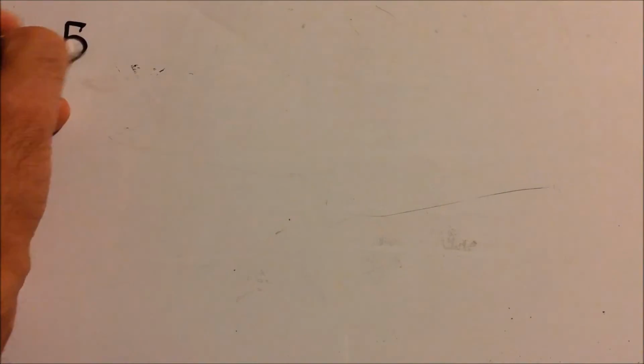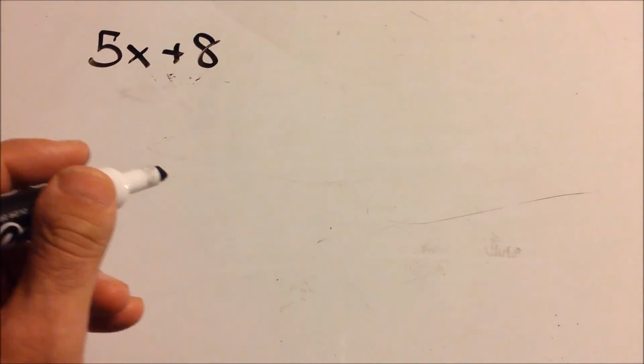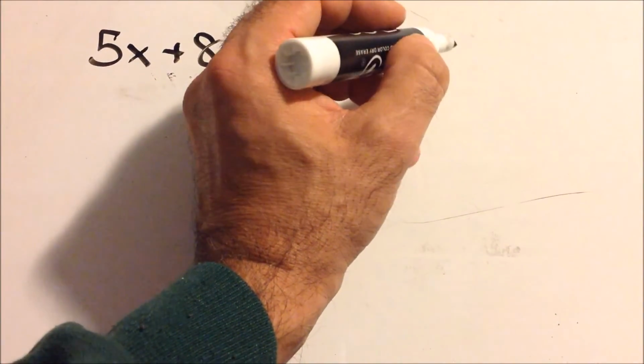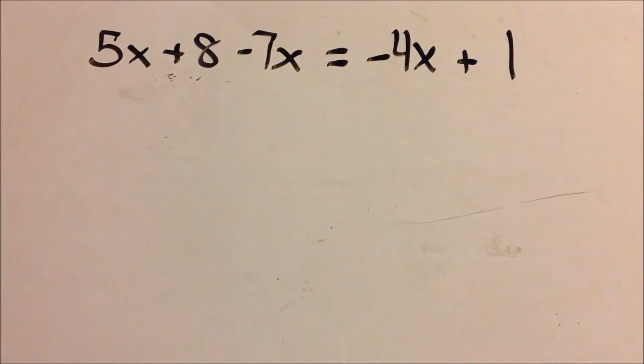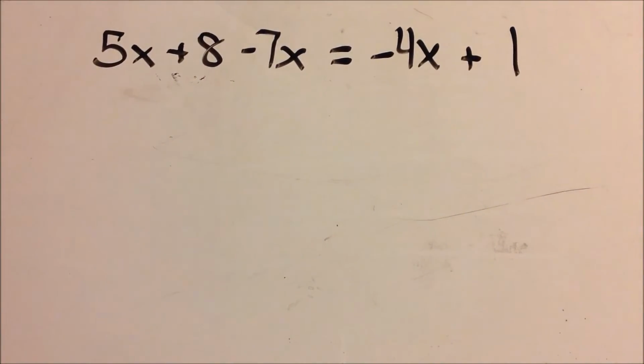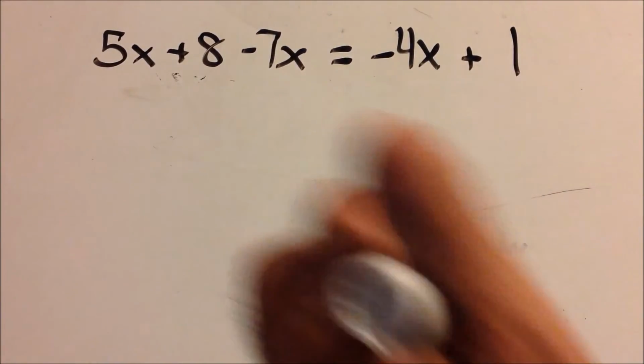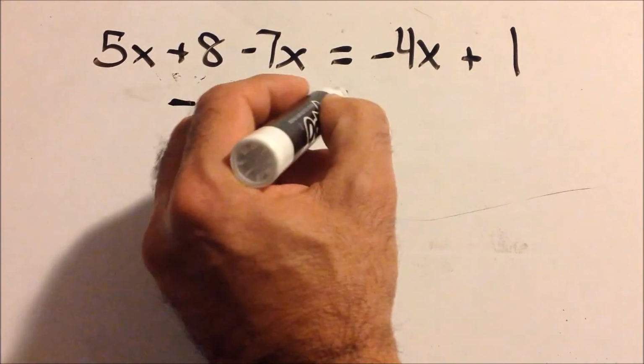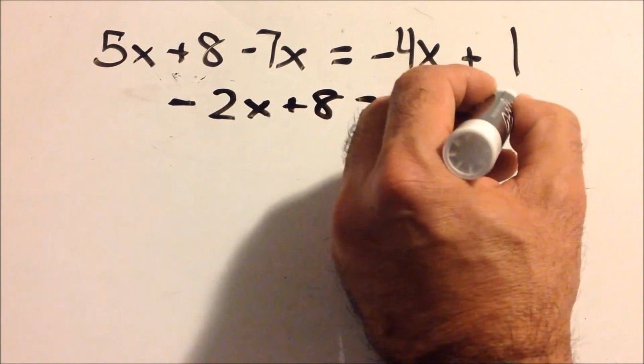So just to make sure you understand, let me give you one more equation. Let's fix this now. What if I had 5x plus 8, and minus 7x, let's say, and we'll have it equal negative 4x, and let's say plus 1. Okay, so let's try that. What do we get? Well, let's combine like terms on this side. 5x minus 7x will give us a minus 2x plus 8 equals a negative 4x plus 1.